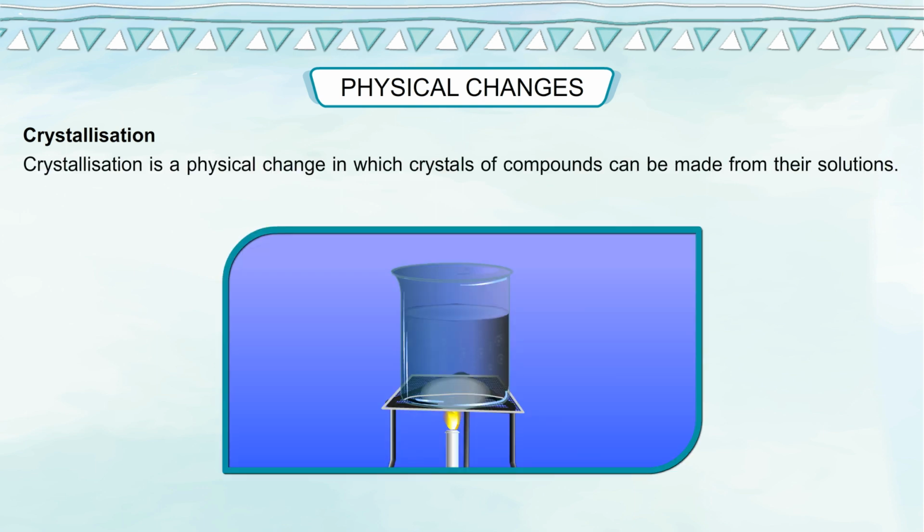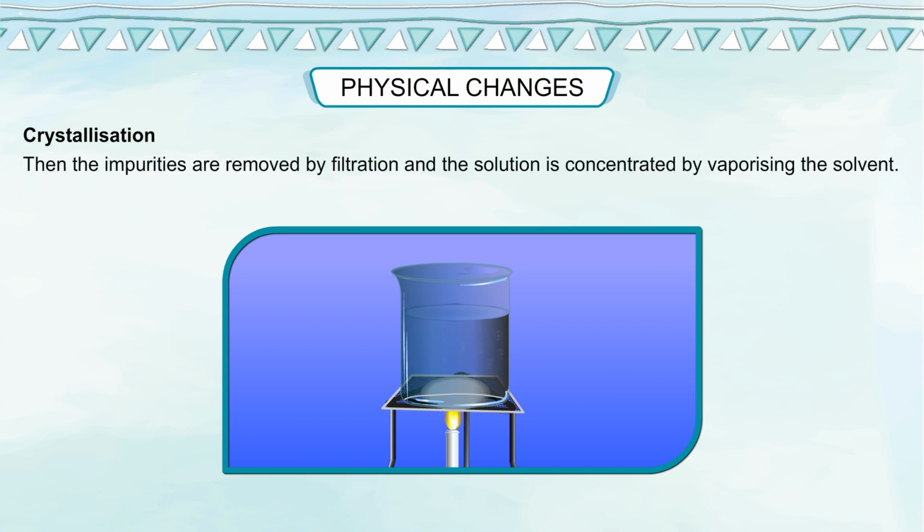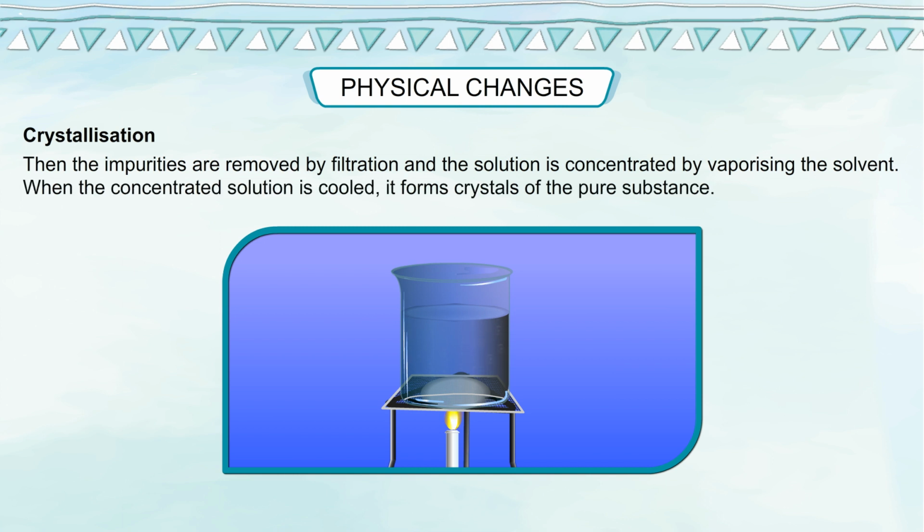Crystallization. Crystallization is a physical change in which crystals of compounds can be made from their solutions. This method is normally used to purify an impure sample of a substance. The substance is dissolved in minimum amount of a solvent at a high temperature. Then the impurities are removed by filtration and the solution is concentrated by vaporizing the solvent. When the concentrated solution is cooled, it forms crystals of the pure substance.